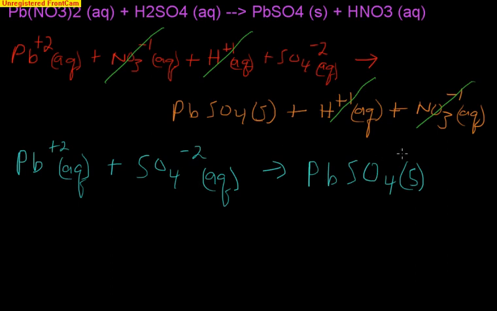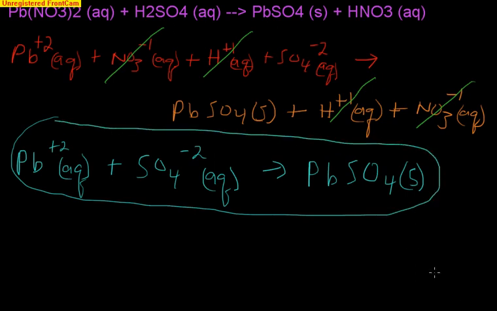PbSO4, there is no charge here, so basically the effective charge is 0. So if I look over on the left-hand side, a positive 2 on the lead plus a negative 2 charge on the sulfate equals 0, which is what the charge on the lead sulfate on the right-hand side would be. So this is the balanced net ionic equation for this particular example, and this is called the precipitate because it comes out of solution, it is not soluble, and it is a solid. So there's the precipitate.